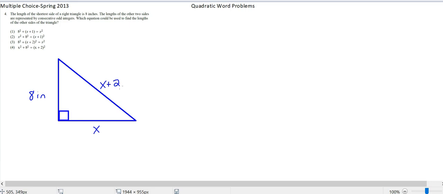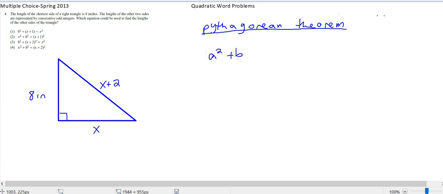Now you need to know to use the Pythagorean theorem. You don't need to memorize the Pythagorean theorem because it's on the reference sheet that you'll get with your Regents. However, you need to know that you are supposed to use it in this context. The Pythagorean theorem is used when you have a right triangle and you want to find missing sides of the right triangle. The Pythagorean theorem is a squared plus b squared is equal to c squared.